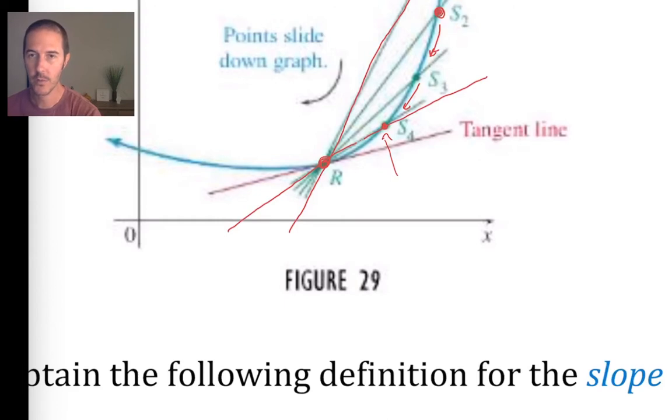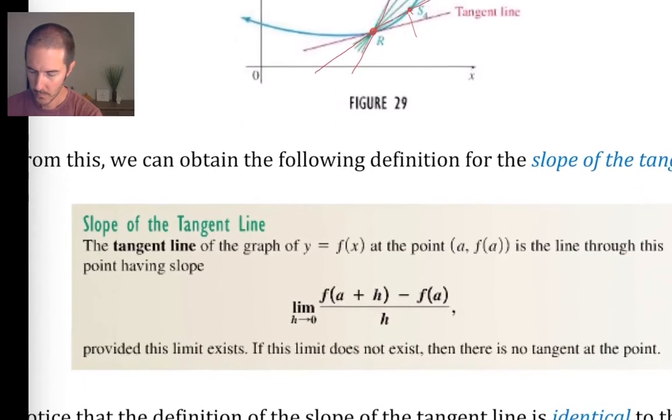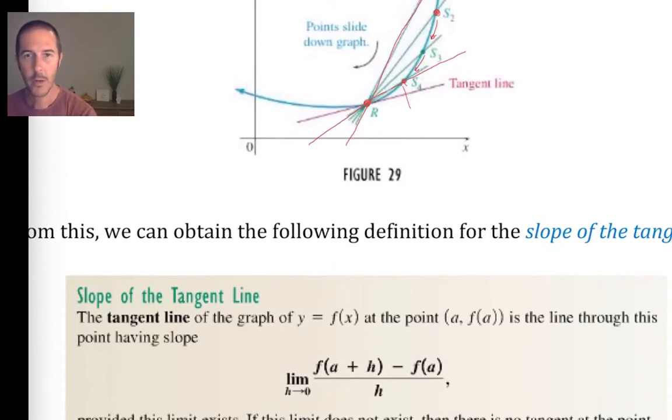By the difference in the x-coordinates, I mean the x-coordinate of S4 minus the x-coordinate of point R. Now if point R has an x-coordinate of a, and the difference between the x-coordinate of point R and the x-coordinate of point S4 is h, then if we make h smaller and smaller, the difference between the x-coordinates is smaller and smaller, and therefore S4 is closer and closer to point R.